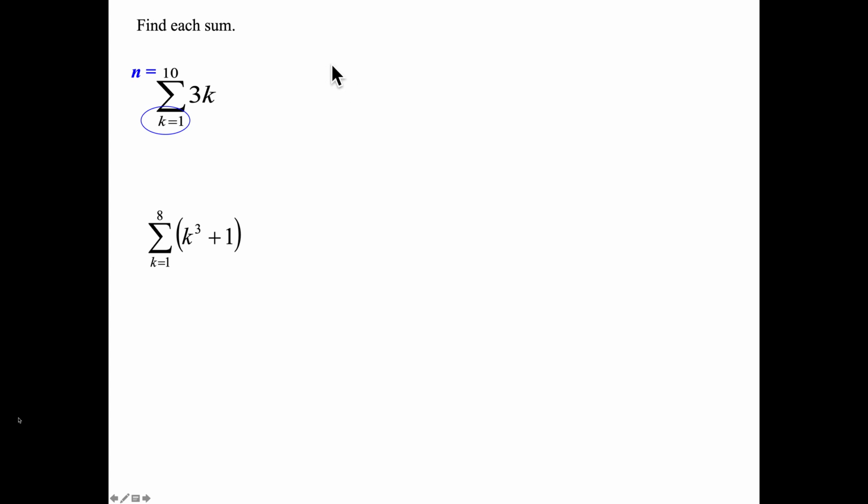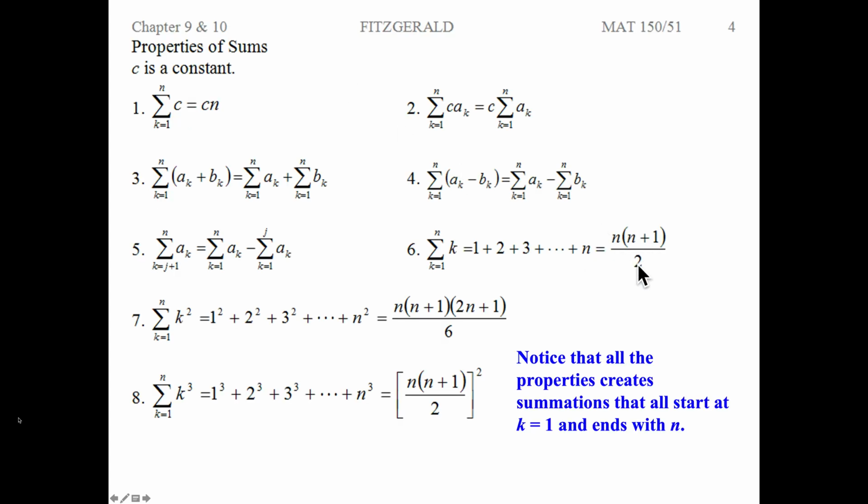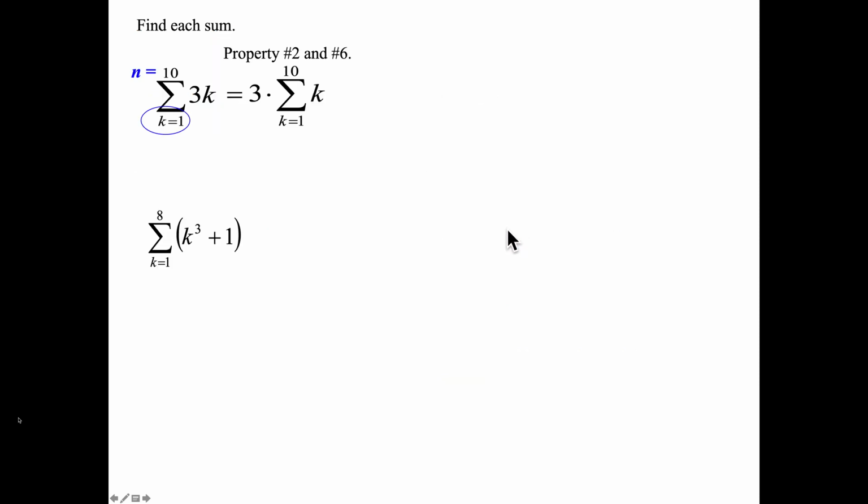Okay, property number 6. We can use this formula and just put 10 in for those two ends, and we can find the sum. So this is 3 times n times n plus 1 over 2. Well, 2 can go into 10 5 times. 10 plus 1 is 11. So 3 times 5 times 11, 165. That's a lot faster than trying to add up 10 numbers.